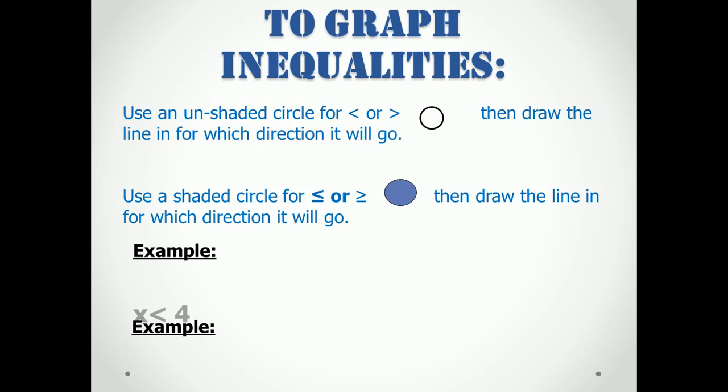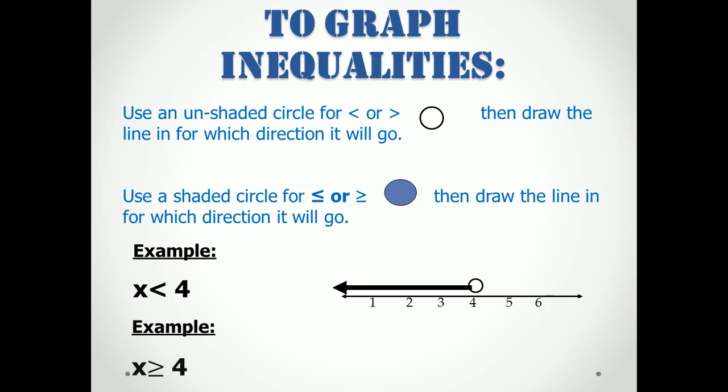For example, let's say we want to represent x is less than 4. So we will use an unshaded circle, and that should be at 4, and since it says less than 4, the arrow should be pointing to the left. So the possible solutions for this particular statement should be values such as 3, 2, 1, 0, -1, all the way to negative infinity. All of those numbers will actually make the statement true.